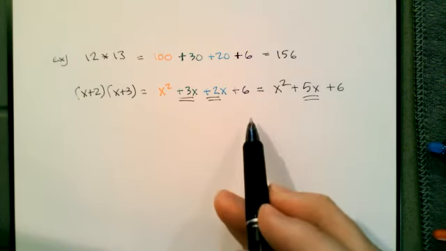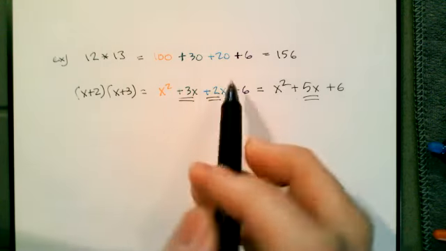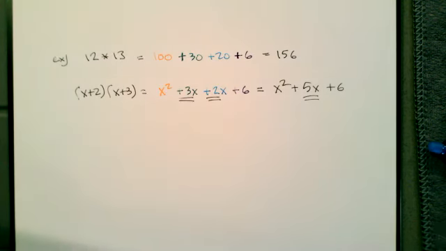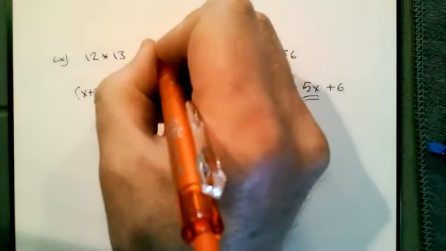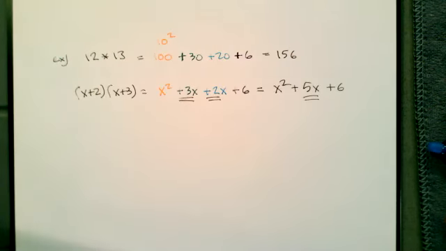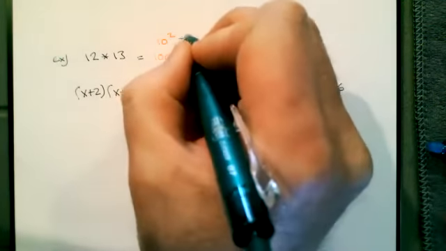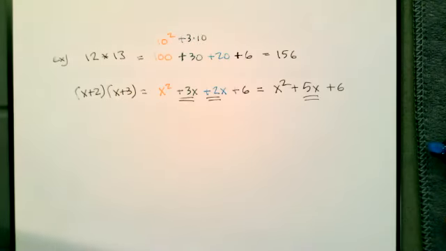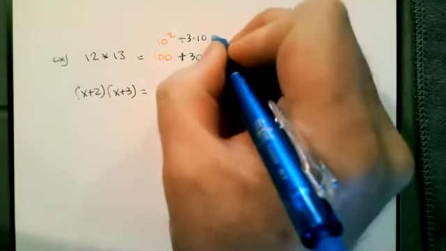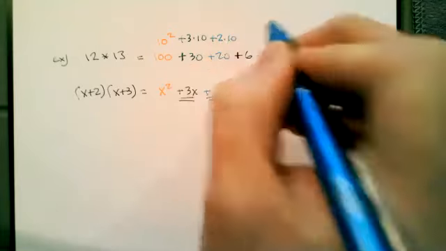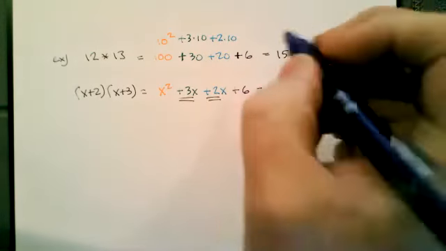But the things that we did down here are the same things that we did when we just multiplied 12 times 13. 100 is because we had 10 times 10. 30 is because we had 3 times 10. 20 is because we had 2 times 10. And the 6 is because we had 2 times 3.